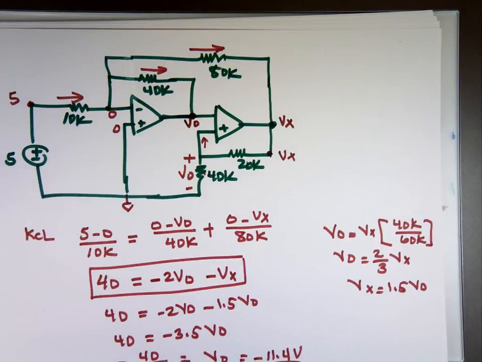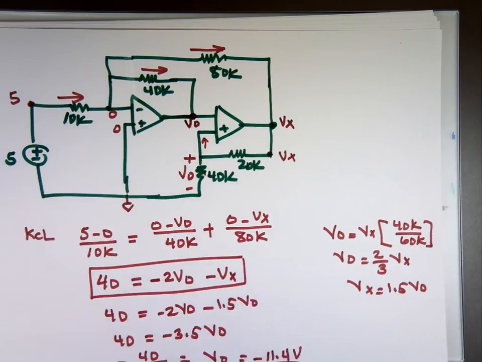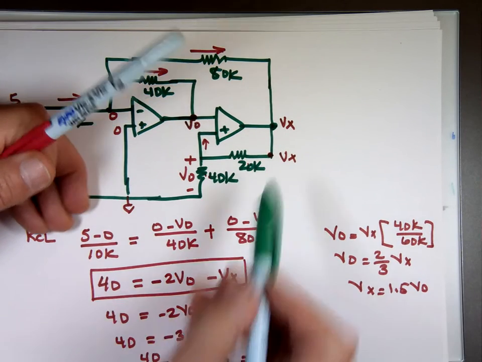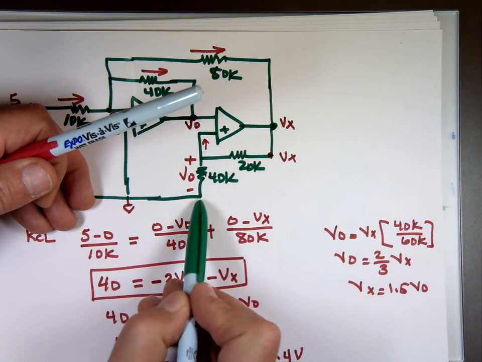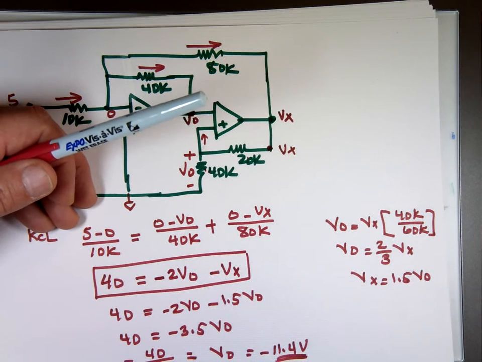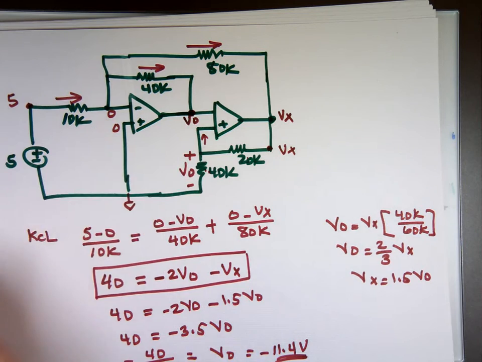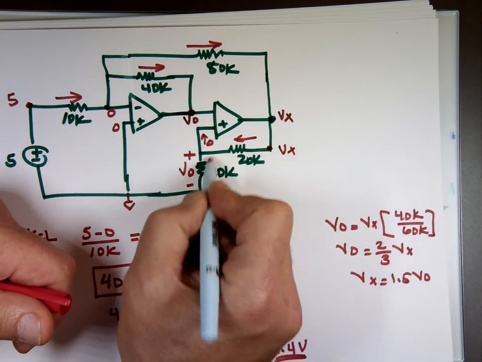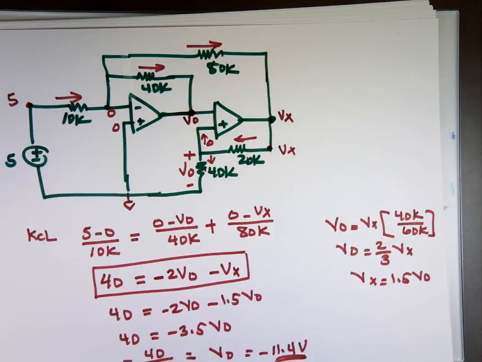If you don't like what I did here, do KCL at this node. There's current going this way and current coming down. There's nothing going that way. This current, Vx minus V out over 20K, equals V out minus 0 over 40K. And that'll give you that equation. Because there's no current going that way, no current coming out of it from that end, this current and this current have to be the same. This has to equal that. That's question number 3.